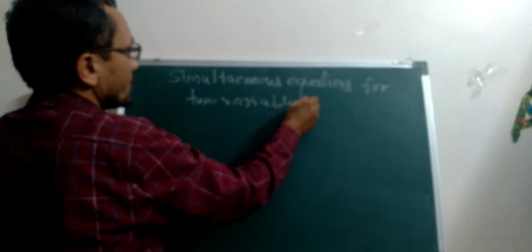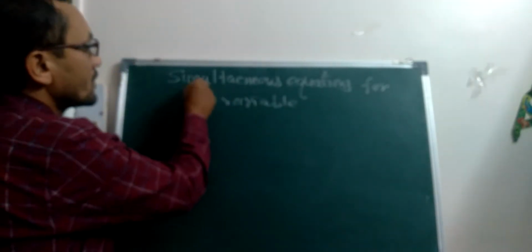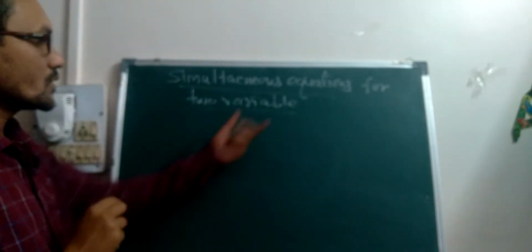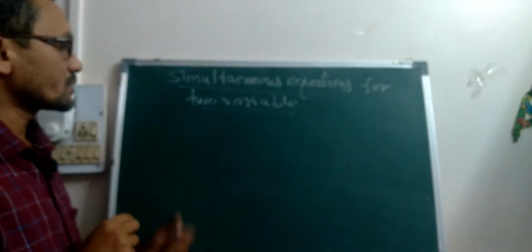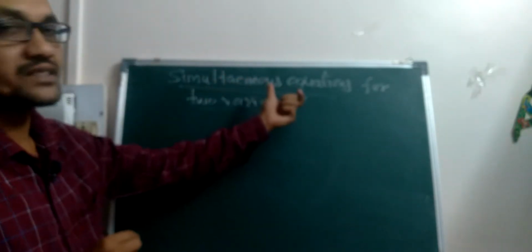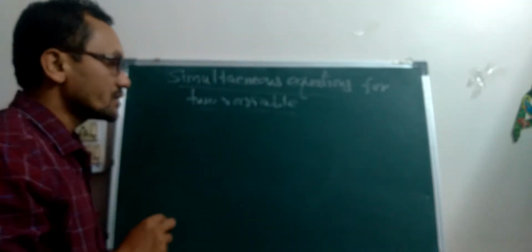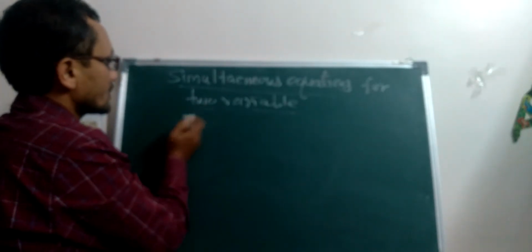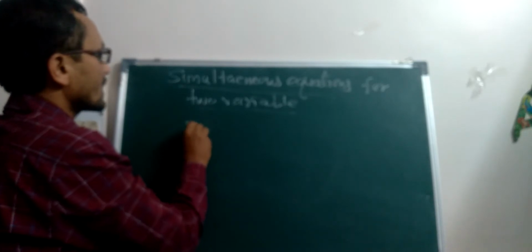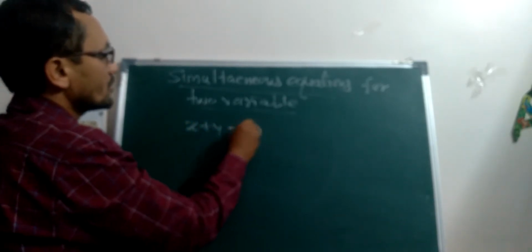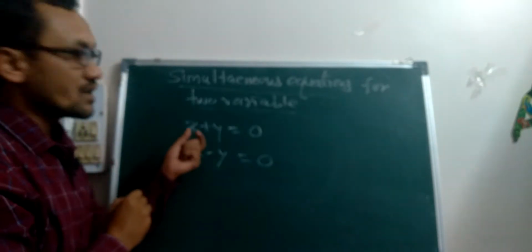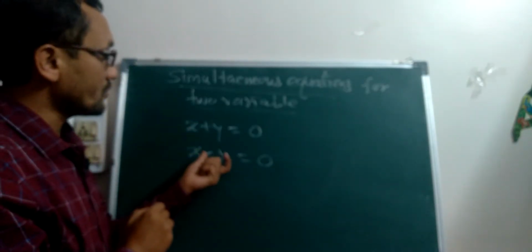First of all, we define this. What do you mean by simultaneous equations, and it is of two variables. So we know what an equation is. An equation is an expression where an equal to sign comes, and here the term is simultaneous equation. Simultaneous means we have two equations and two variables, like this: x plus y is equal to 0 and x minus y is equal to 0. These are the two equations.